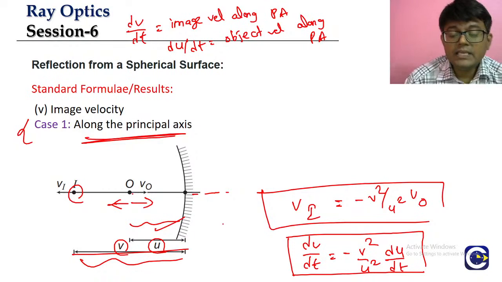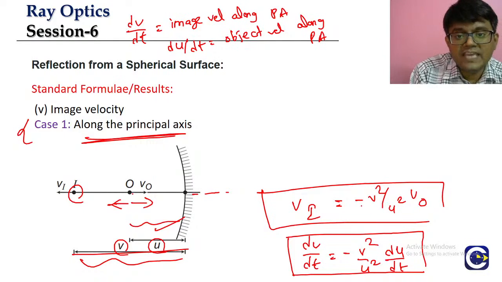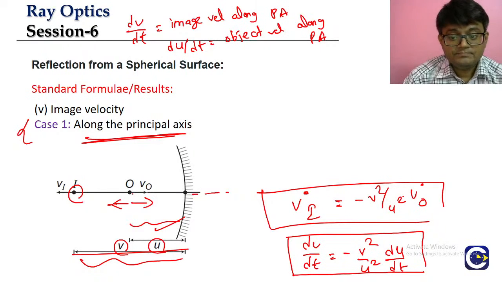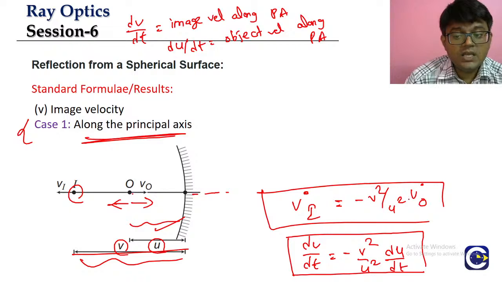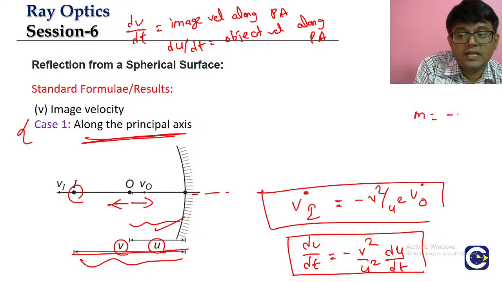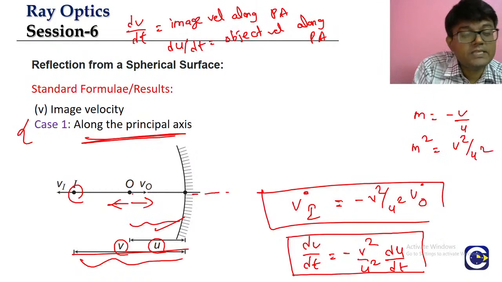Here we can also express this formula in terms of the magnification factor at a particular instant. The velocities are related based upon the value of v and the value of u at that particular instant. The image velocity and object velocity components along the principal axis are related to the v value and u value at that given instant. Remember, the magnification factor for a mirror is minus v by u. Now square it: m square is equal to v square by u square.